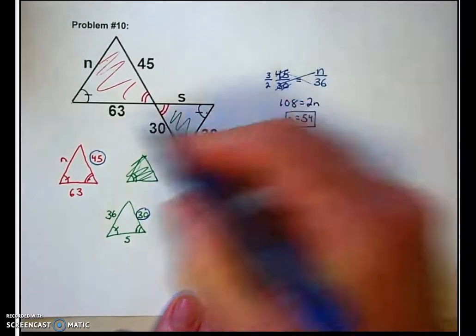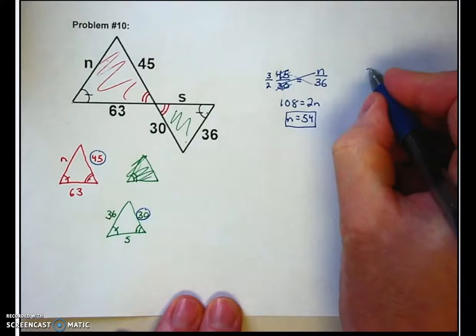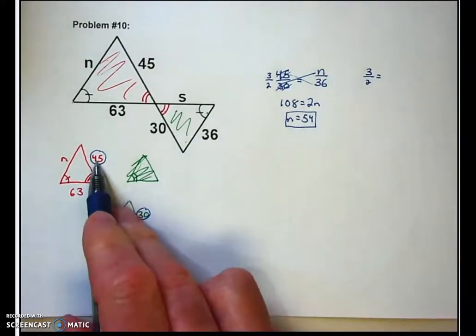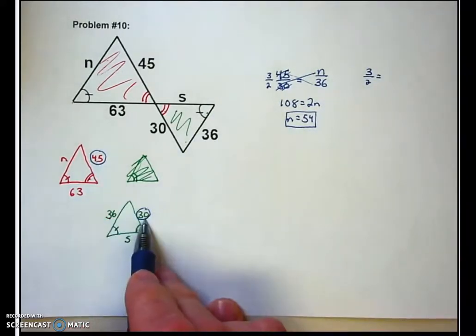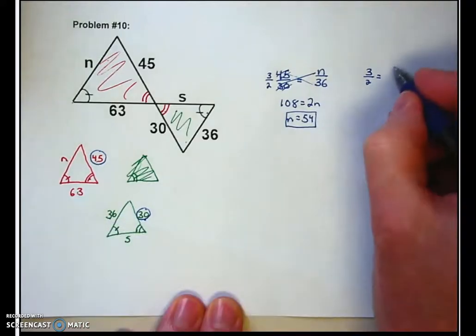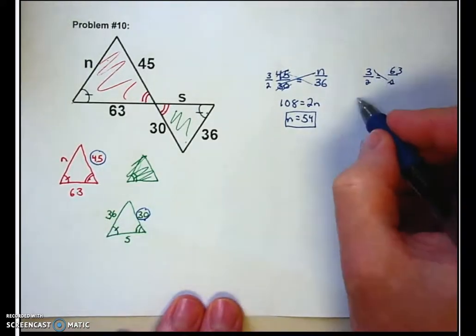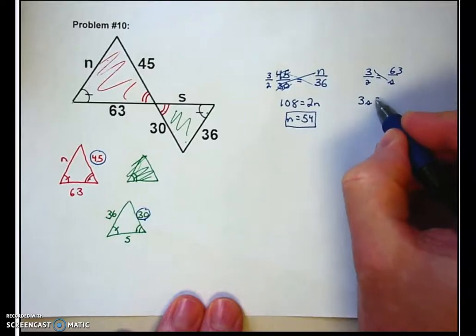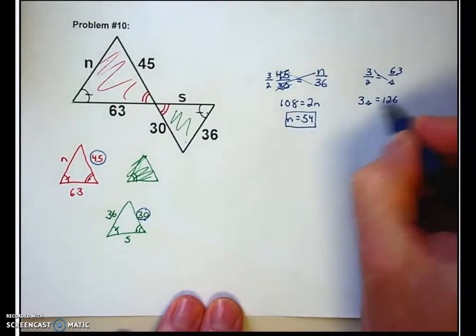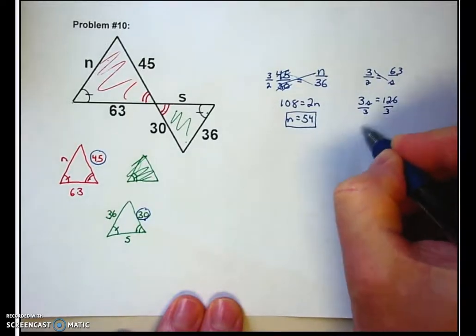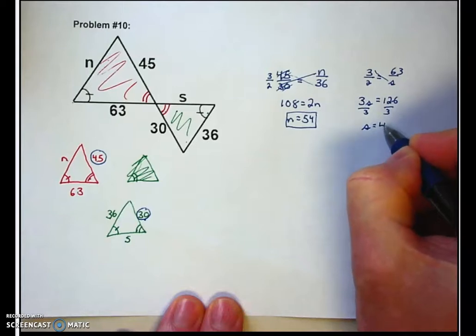And we can use that same 45 to 30 ratio, or 3 to 2, to find S. 45 is to 30 as 63 is to S. And again, we could cross multiply and get S equals 42.